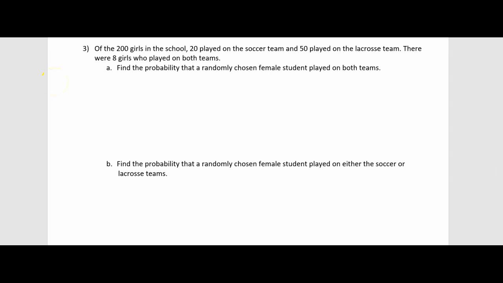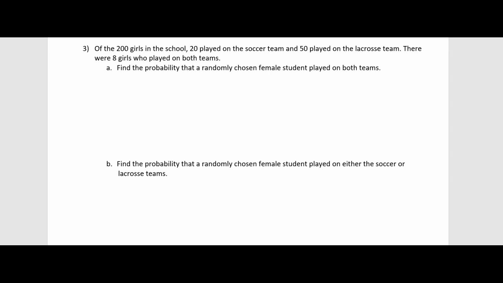So go ahead, pause the video here, read through both parts, A and B. Think about whether they both deal with simple events, compound events, mutually exclusive compound events, or inclusive compound events, and then think about what formulas we need to use to find the probabilities. Then come back, join us. We'll go over the solutions, and we'll be out of here.